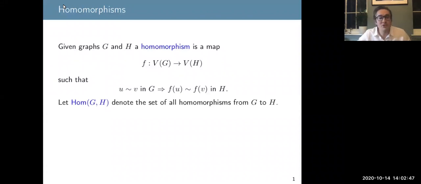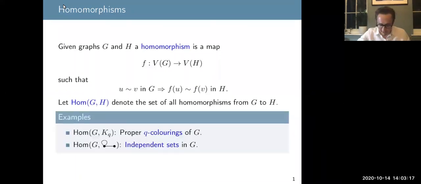Okay, so suppose I have two graphs G and H. A homomorphism from the graph G to the graph H is basically a map that preserves edges. So if U and V are adjacent in G, then I want their images to be adjacent in H. And I'm going to let hom(G, H) denote the set of all homomorphisms from G to H. So homomorphisms provide a unifying framework for a number of important graph theory notions. So let me give you two examples.